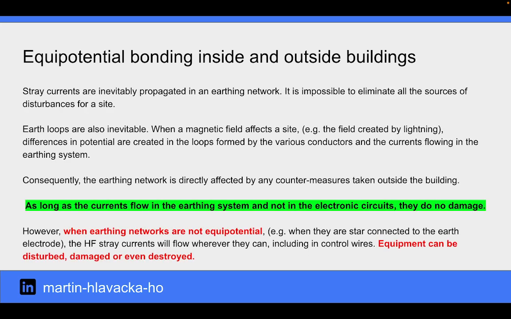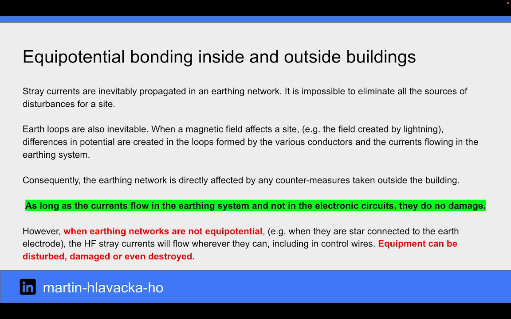Stray currents are inevitably propagated in an earthing network. It is impossible to eliminate all the sources of disturbances for a site. Earth loops are also inevitable. When a magnetic field affects a site, differences in potential are created in the loops formed by the various conductors and the currents flowing in the earthing system.